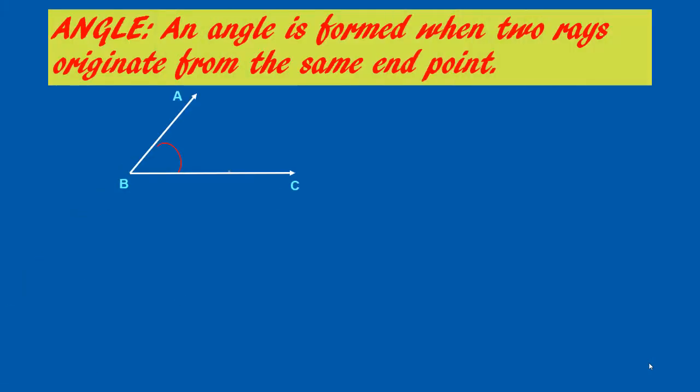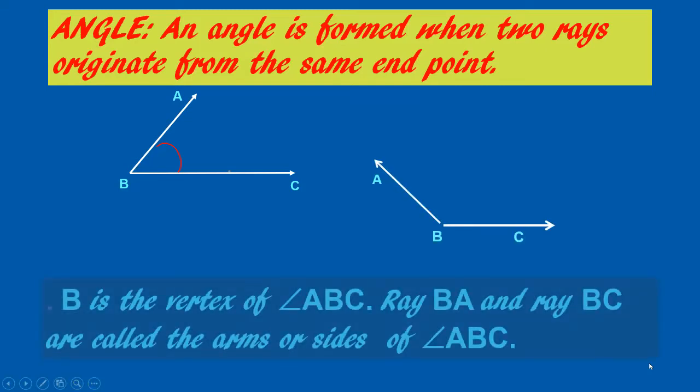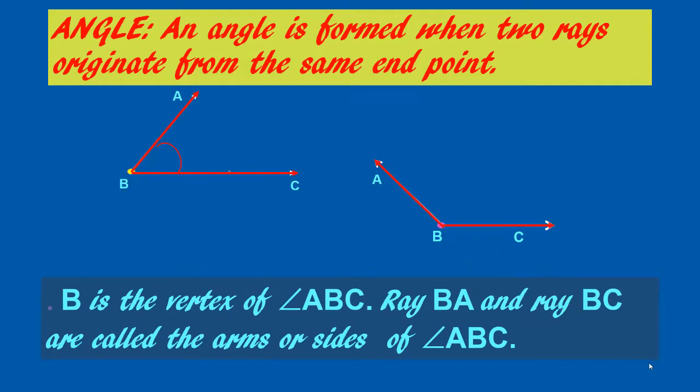Angle. An angle is formed when two rays originate from the same endpoint. B is the vertex of angle ABC. Ray BA and ray BC are called the arms or sides of angle ABC.